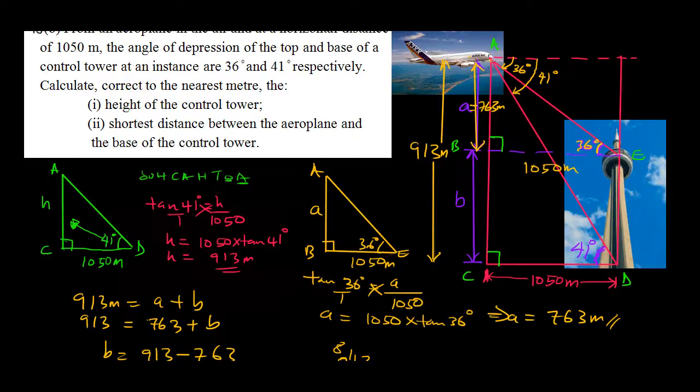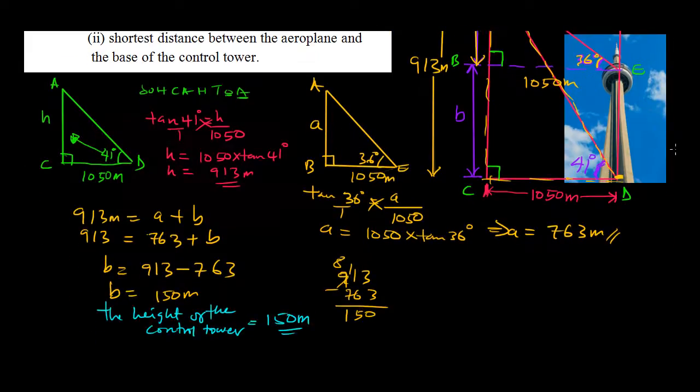tower. This is the aeroplane here, and this is the base of the control tower. We can either go through this route, the hypotenuse AD, to the base of the tower, or we can go through AC and CD. But you agree with me that it's going to be a very long journey going through AC then CD. The shortest distance will definitely be AD, and we can prove it.